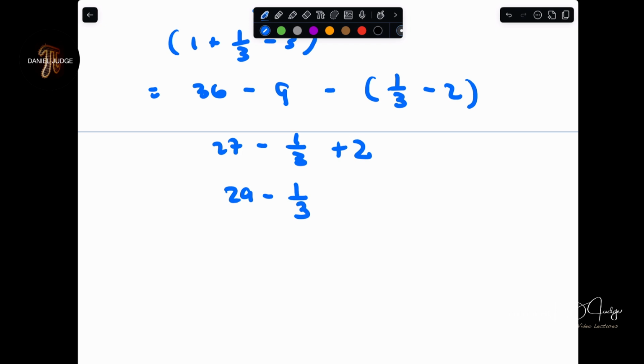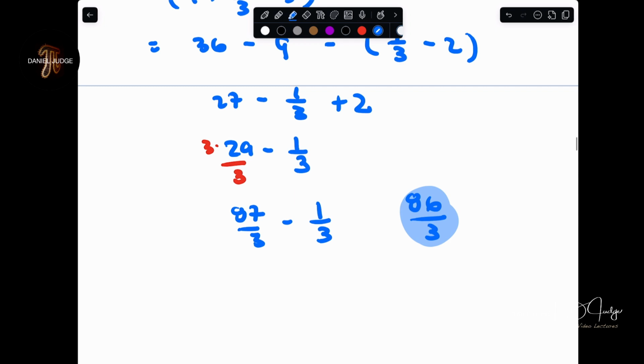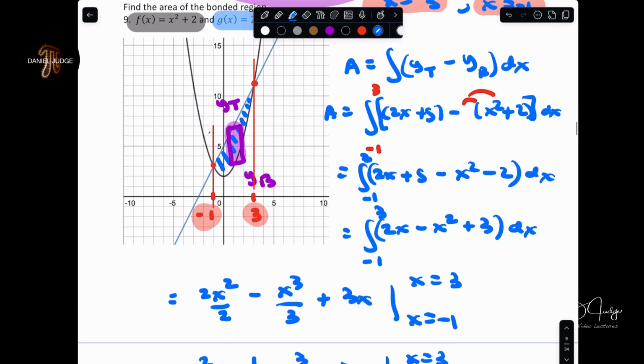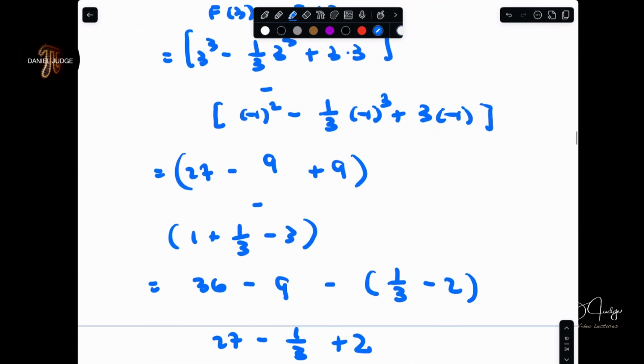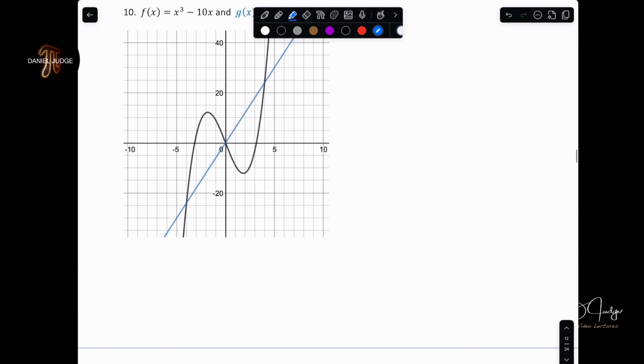So if I multiply the top times 3 and the bottom times 3, we're going to get 87 thirds minus 1/3, which gives you 86 thirds. Okay, ladies and gentlemen, that's the first kind of question we have here. This is number 9. So let's proceed to the next odd number, because I'm having you do the odds.